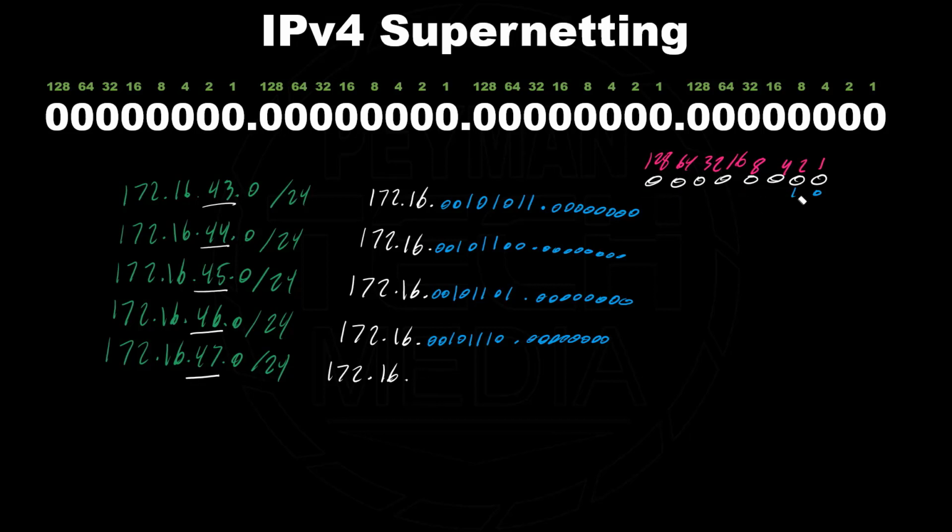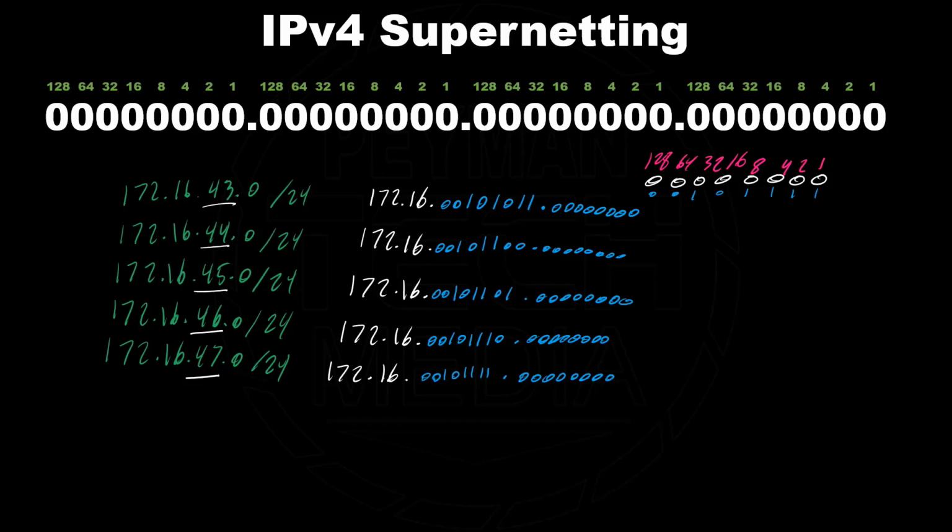And if we continue, the next one is 47. So 47 is 32 plus 8, that's 40, plus 4, 44, plus 2, 46, plus 1, 47. So let's write down the binary here: 0, 0, 1, 0, 1, 1, 1, 1. And 8 zeros because of the last octet.